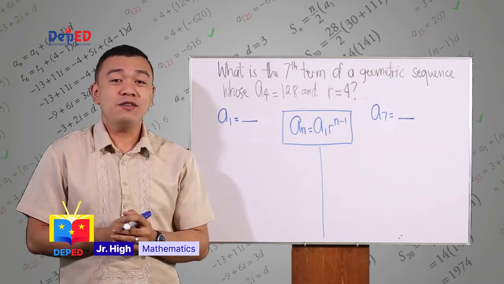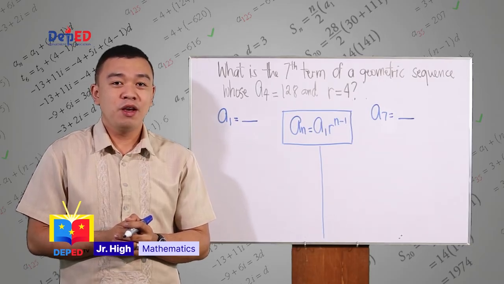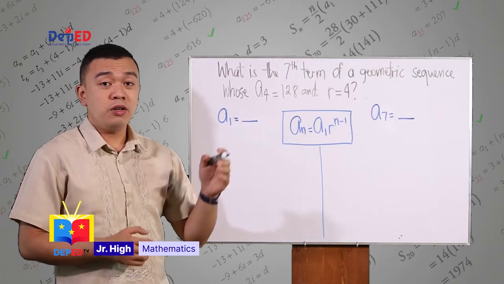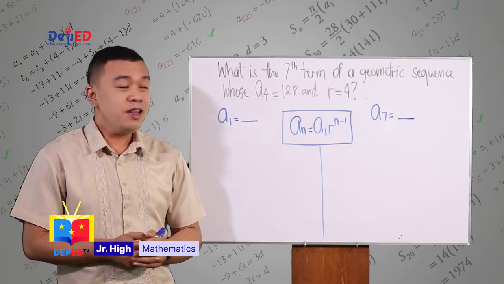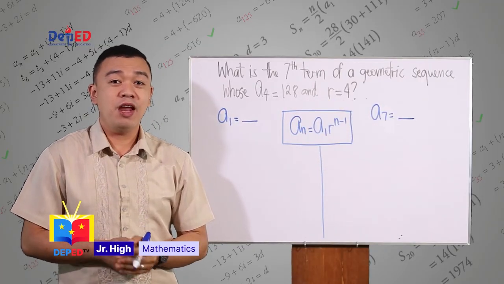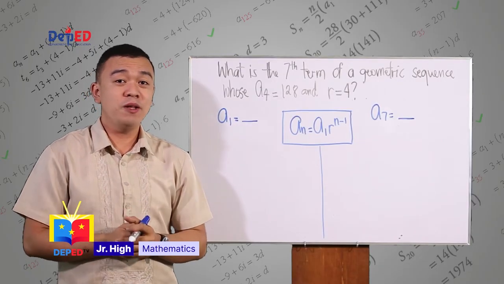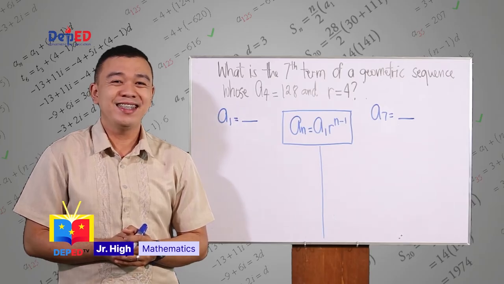First, identify the given values and the unknown variables. For this problem, the given terms are a sub 4, or the fourth term, which is equal to 128, and the common ratio, which is equal to 4. There are two unknowns, the first term, or a sub 1, and the seventh term, or a sub 7.